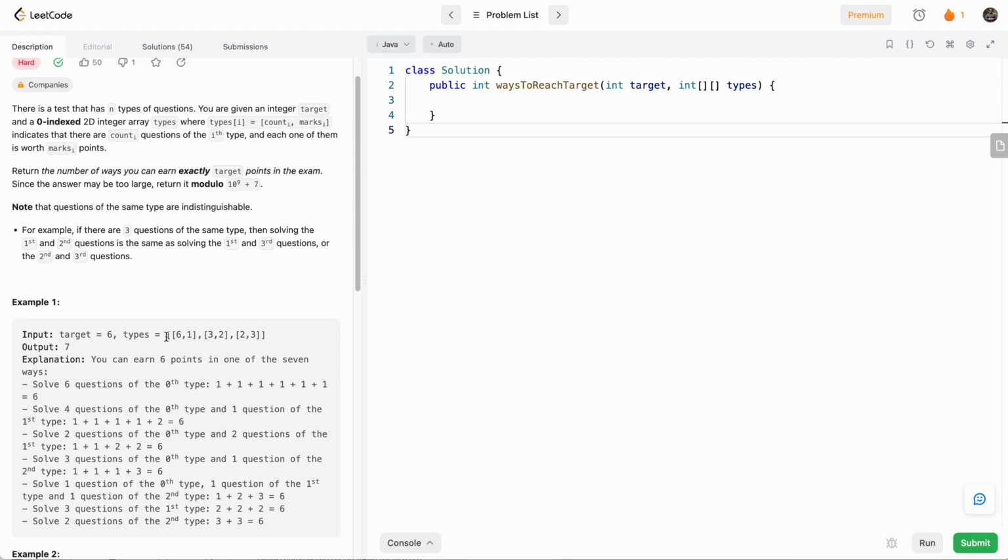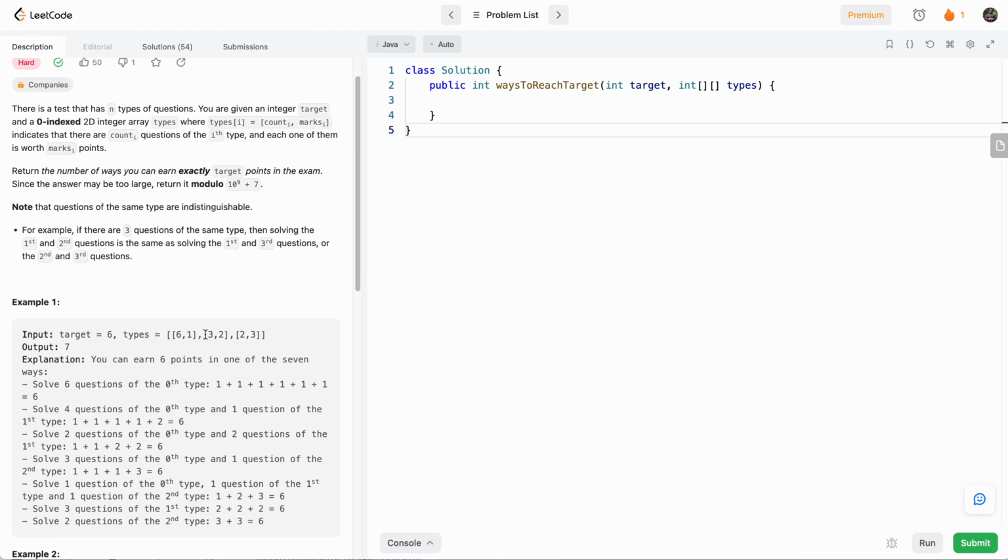You can think of it as first we only consider this question type. We ignore the fact that there are other questions, so only given this question type, we find how many ways we can achieve the target 0 to 6. So if the target was 0, how many ways? If the target is 1, how many ways? If the target is 2, how many ways, and so on. So if we just consider this first question type, then we can compute how many ways there are to reach the target 0 to 6.